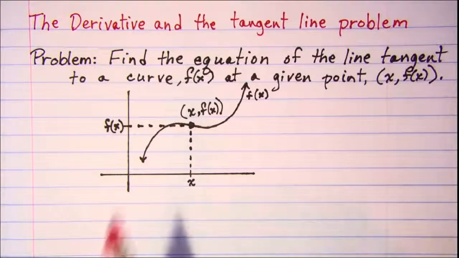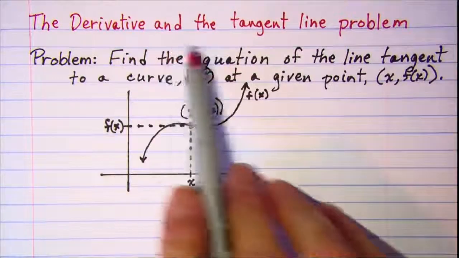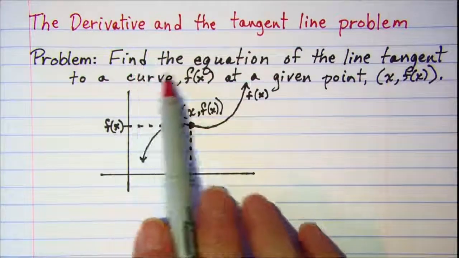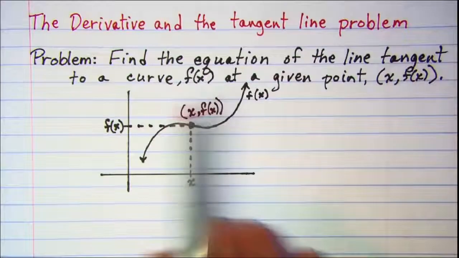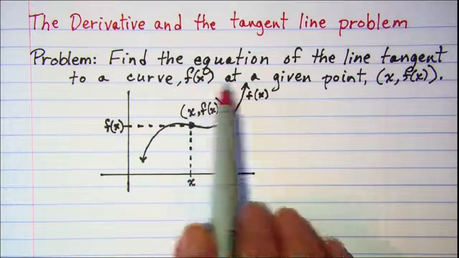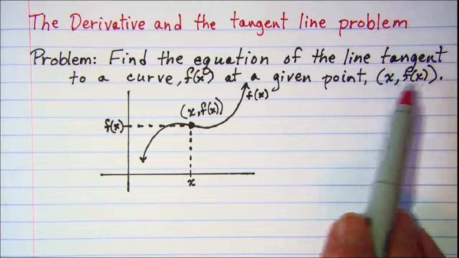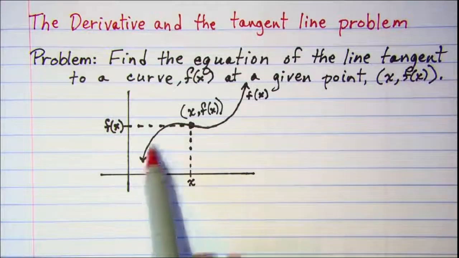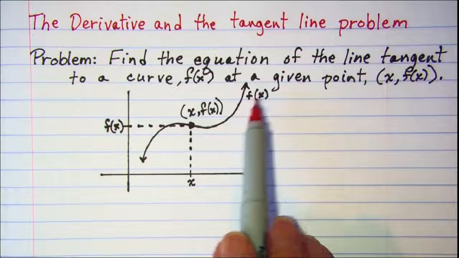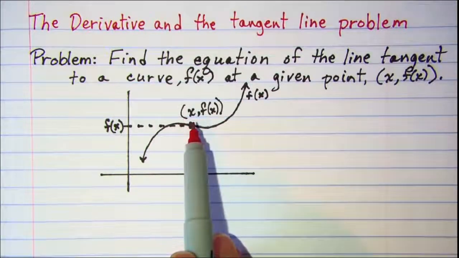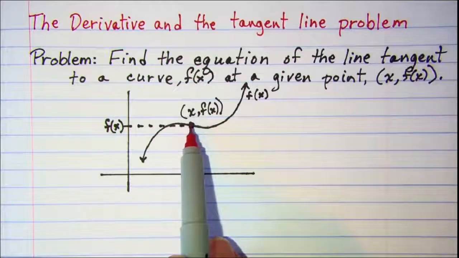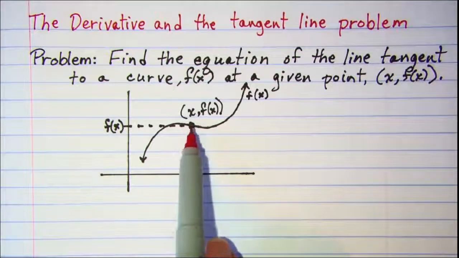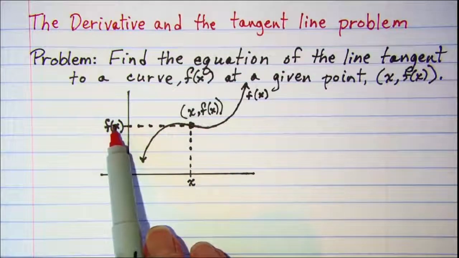In this video, I will be talking about the derivative and the tangent line problem. The problem is, find the equation of the line tangent to a curve f of x at a given point x, f of x. So here I have a picture of our curve, labeled it f of x, and the point that we're discussing has an x-coordinate of x, and then the y-coordinate is f of x.